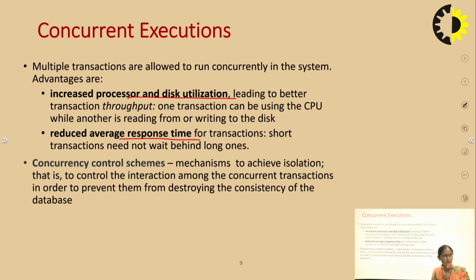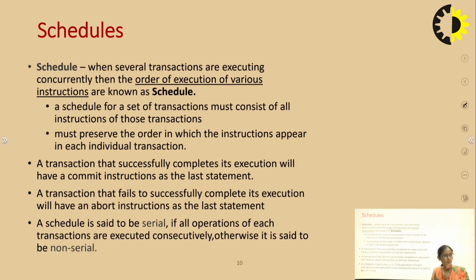So for concurrent executions, we have concurrency control schemes. These are mechanisms to achieve isolation, that is, to control the interaction among the concurrent transactions in order to prevent them from destroying the consistency of the database. So we need the concurrency control schemes.